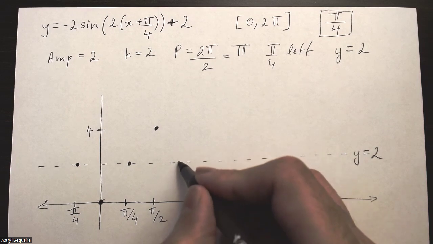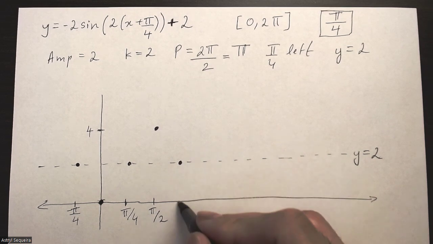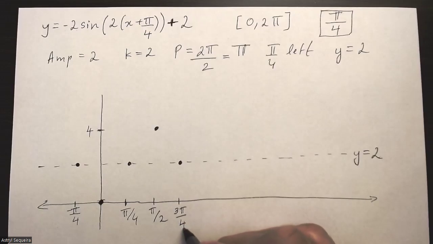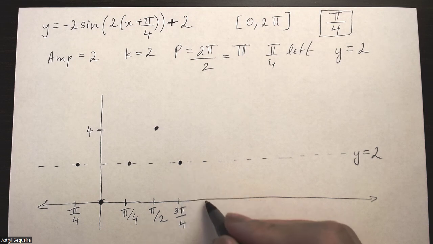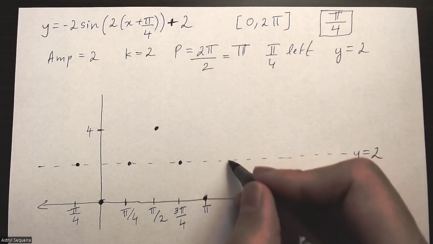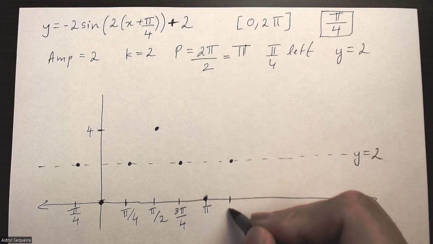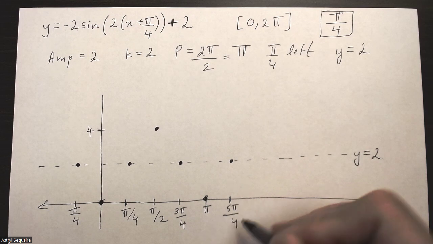And then if I add another pi over 4, you can always do this in your calculator if you can't do it mentally. In this case, I can do it mentally. It's a bit of an easier one. So this is going to be 3 pi over 4. And then my minimum is my next point, which is going to be at pi. Next point is going to be at 5 pi over 4.